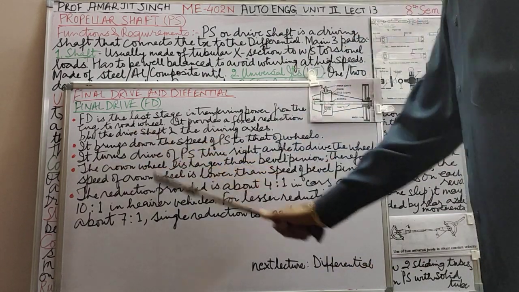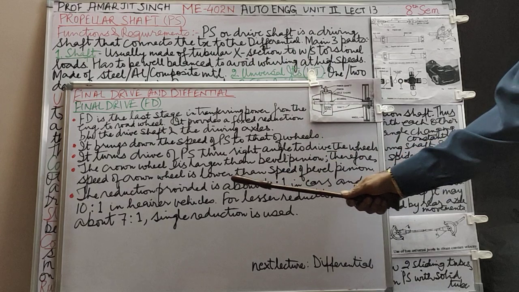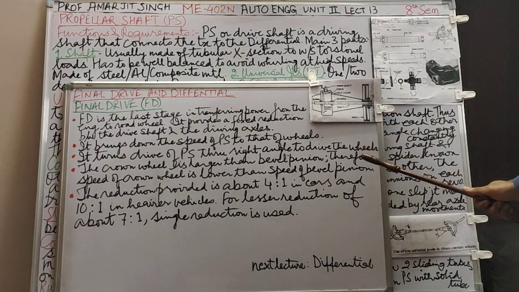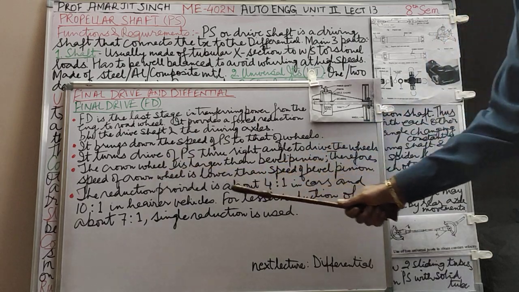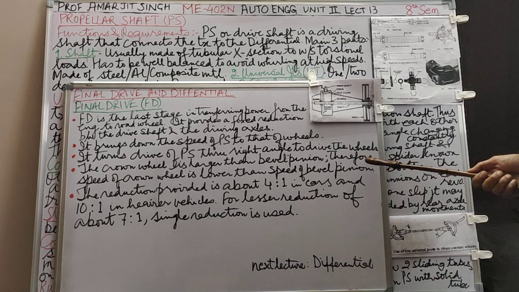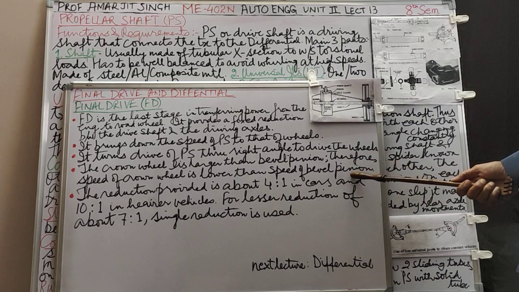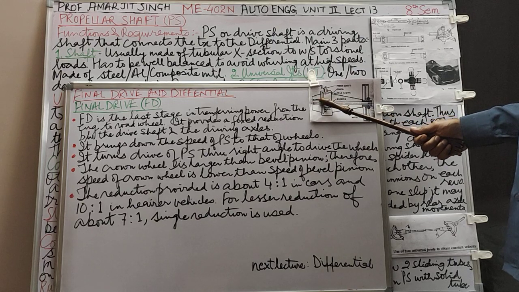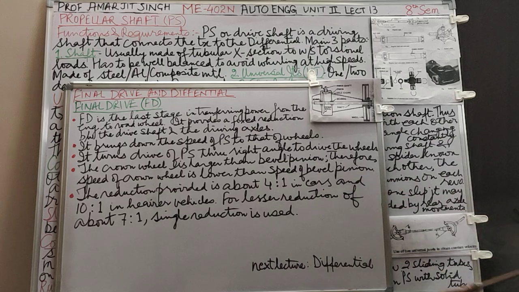Next point, the crown wheel is larger, as I mentioned, than the bevel pinion. Therefore, the speed of the crown wheel is lower than the speed of the bevel pinion. And this is the amount of reduction. How much less will the speed be? It depends on the number of teeth on this to the number of teeth on this. This will move very slowly. This will move faster.